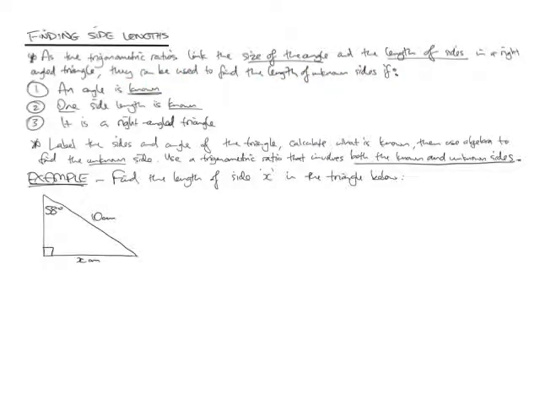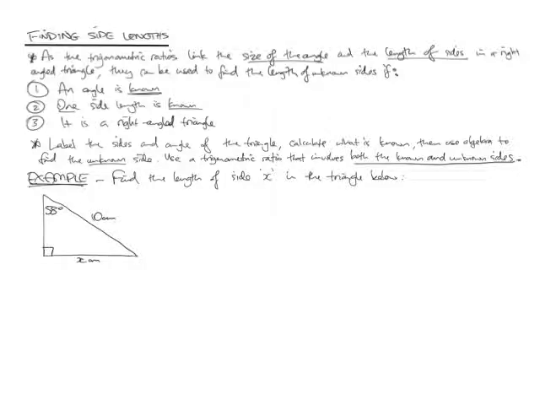But that's only if 1. An angle is known, 2. One side length is known, and 3. It is a right angle triangle. So all of this trigonometry we're doing so far depends on it being a right angle triangle, and we're going to be using the trig ratios.